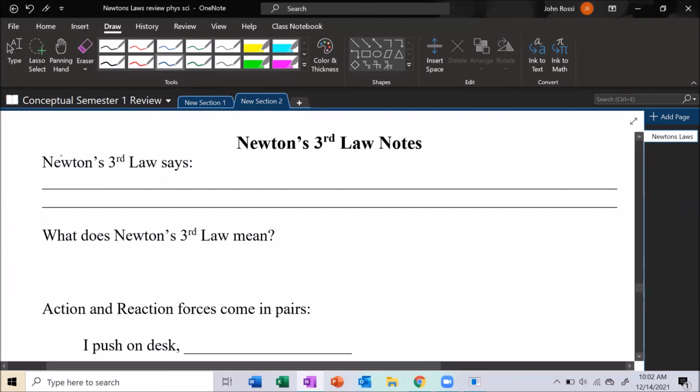All right, Newton's third law states that every action has an equal and opposite reaction, or really that forces come in pairs. So for every action force, there's an equal reaction force. It just goes in the opposite direction.